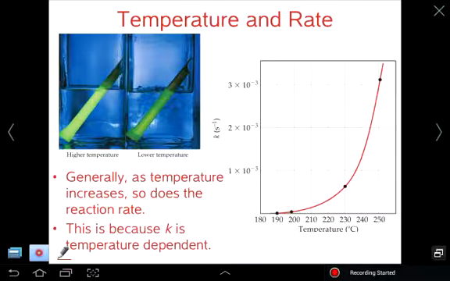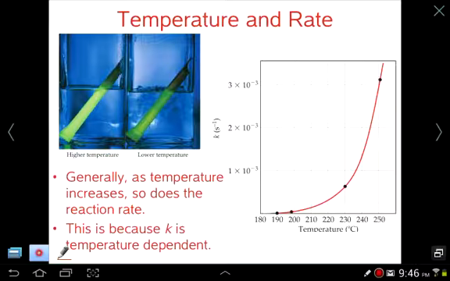Chapter 14, Lesson 3. In this lesson we'll talk about how temperature affects the rate. And in general, the relationship is always the same. As temperature increases, so does the rate. But the increase is usually exponential. So the higher the temperature, the rate really kicks up very quickly.